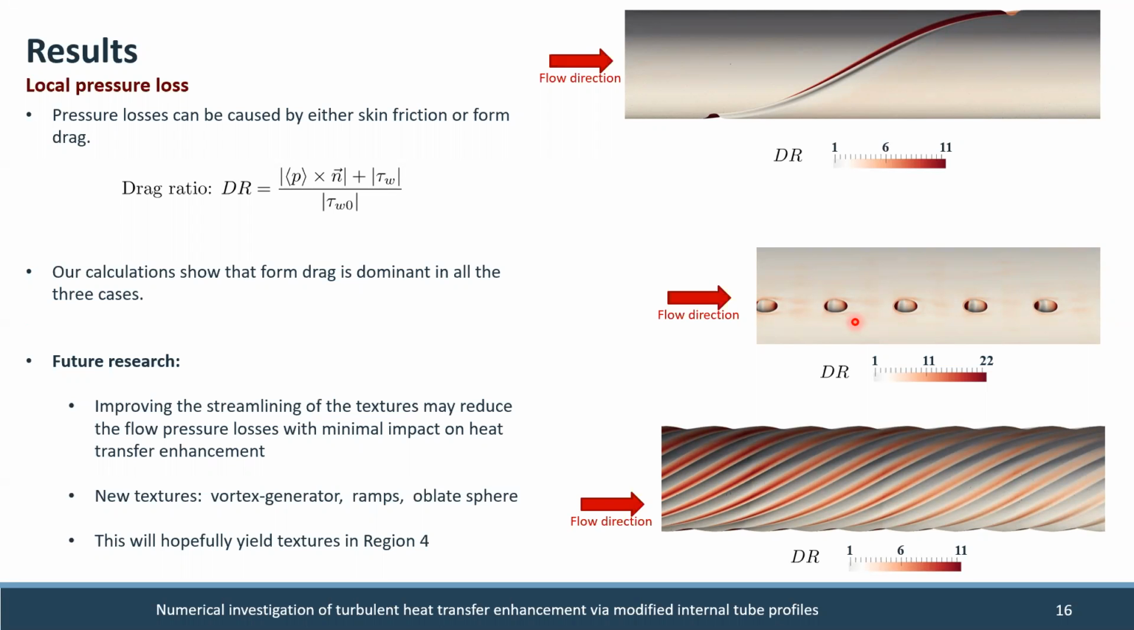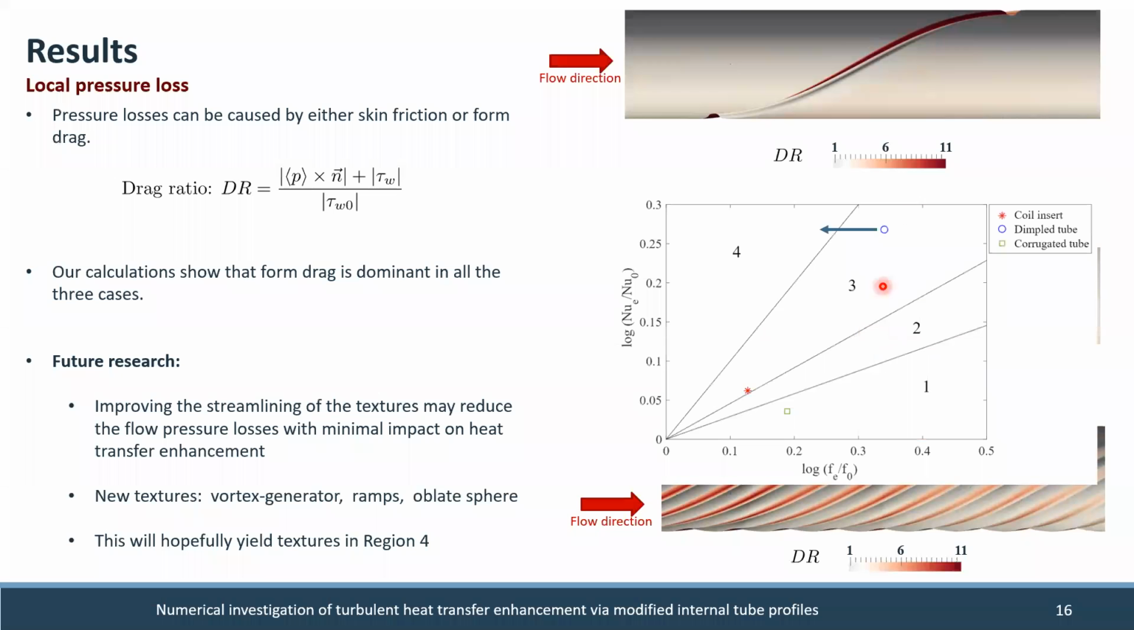So our future research is to change the geometry of the dimples based on the insight that we have now, based on the results of this research. We will work on vortex generators, ramps, and oblate spheres in order to decrease this pressure loss. And if we do that, we may move this performance to region 4 for the dimple.